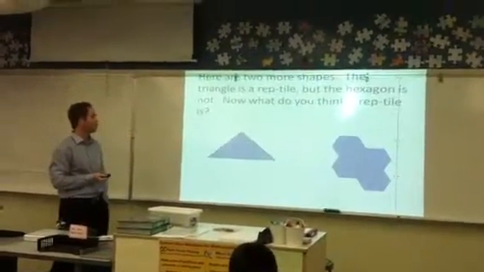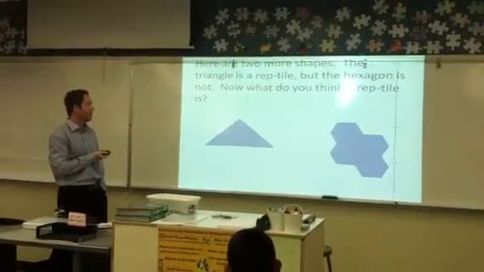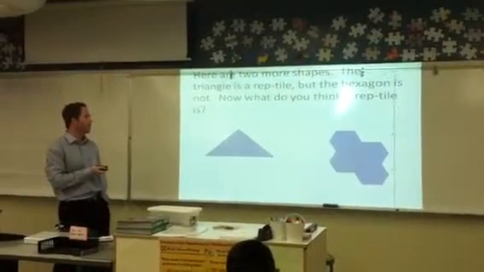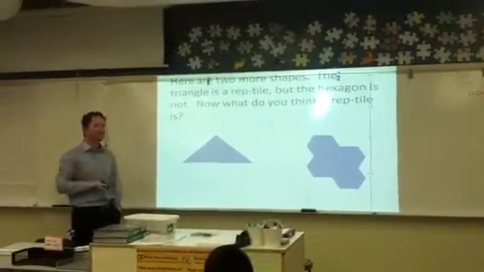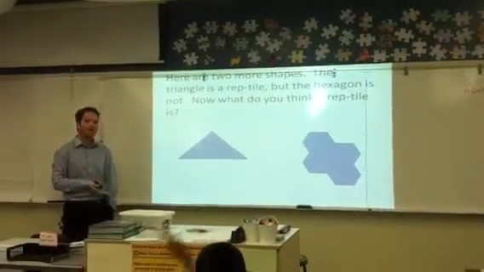Let's look at a few more examples. So here are 2 more shapes. The triangle is a reptile, but the hexagon is not. Now what do you think a reptile is? So we said that they fit together in the last slide. These hexagons fit together, so why is it not a reptile?